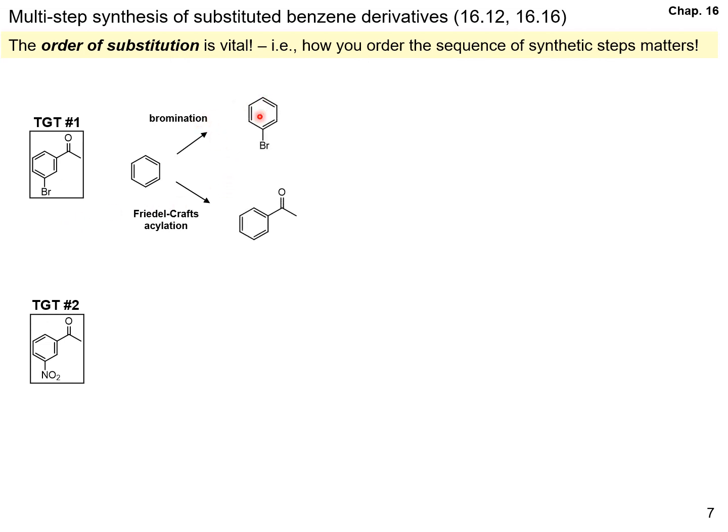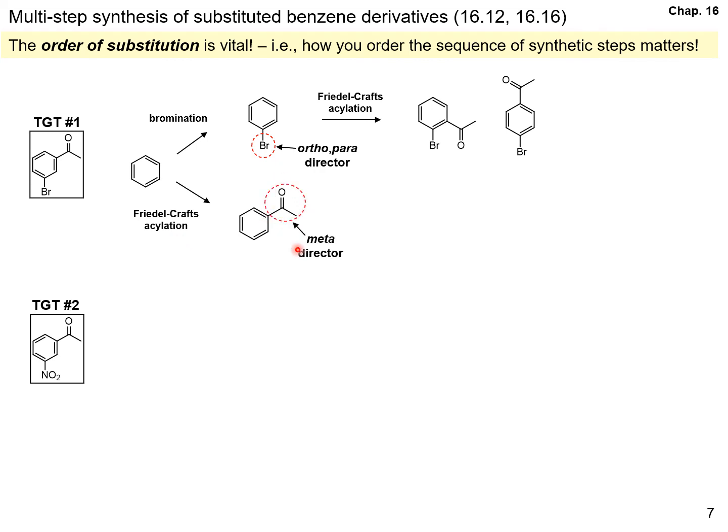If you did the bromination, you would end up with bromobenzene. If you did the Friedel-Crafts acylation, you would end up with this ketone. This is an ortho-para-director. Therefore, when you do the Friedel-Crafts acylation, you would end up with the acyl group ortho and para to the bromine, which is not what you want. However, by performing the Friedel-Crafts acylation first, you end up putting a functional group on the ring which is a meta-director, which is what you want, because when you perform bromination, you would end up putting the bromine in the meta position, giving you the desired target.